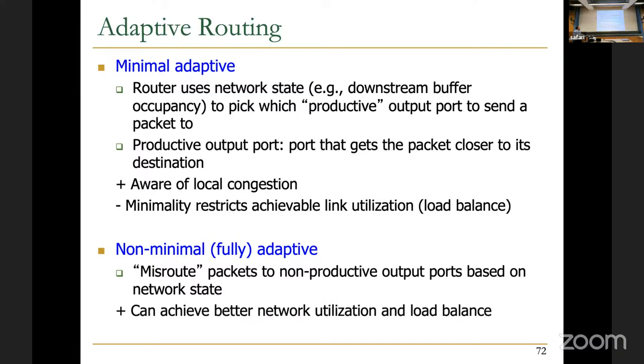In non-minimal fully adaptive routing, we can achieve better network utilization and load balance, but it needs to guarantee livelock freedom. So with non-minimal fully adaptive routing, you have all the issues that adaptive routing has, like deadlock, but at the same time, you also need to deal with the livelock issue. So there is a risk that your packet keeps moving in the network without reaching the destination, in a livelock manner. So in a non-minimal routing algorithm, we need to guarantee that livelock does not happen.